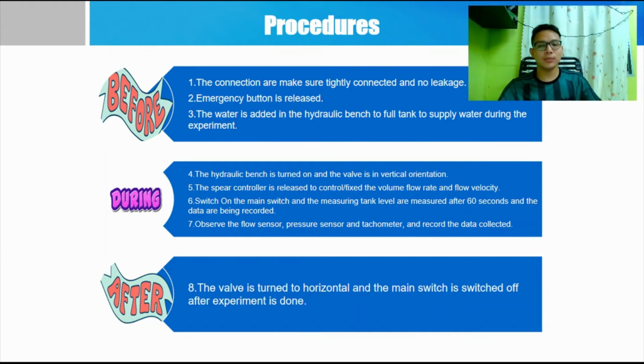Next, switch on the main switch, and the measuring tank level is measured after 60 seconds and the data are recorded. Finally, observe the flow sensor, the pressure sensor and tachometer and record the data collected or measured. After we finish the experiment, make sure the valve is turned to horizontal, which means closed, and the main switch is switched off after the experiment is done.